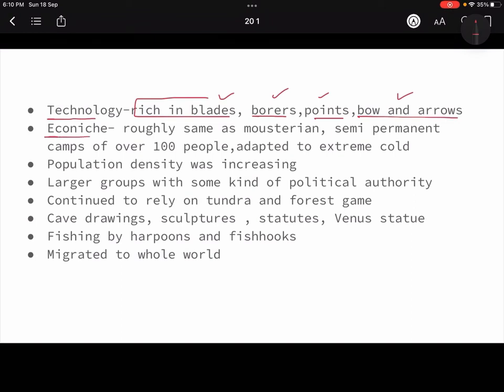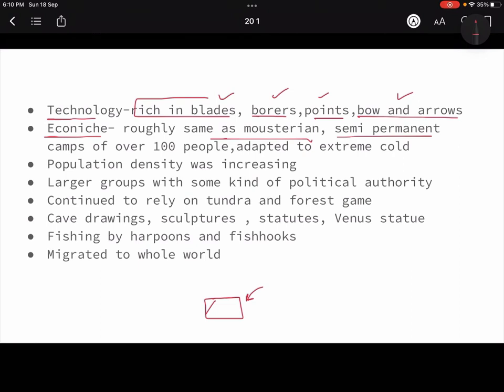Then the eco-niche, we know it is roughly as Mousterian only. When we say Mousterian, we mean Middle Paleolithic, and in the Middle Paleolithic we had seen that it was the Ice Age, so roughly a similar kind of environment, right? And they were dwelling on a semi-permanent basis. That means, because it was cold and there was plenty of food, food availability was not an issue. So now they were staying at one place till the time they could successfully exploit that environment.